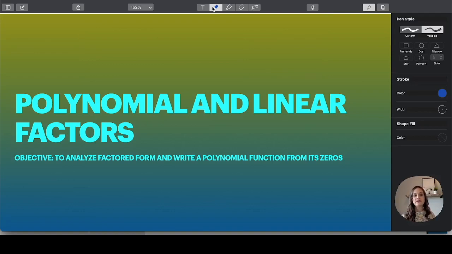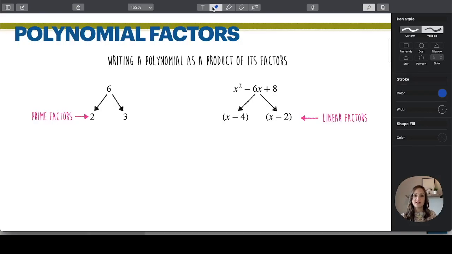In this video, we're going to be discussing how to analyze the factored form of a polynomial and write a polynomial function from its zeros and its linear factors. So first, let's discuss what a polynomial factor is.